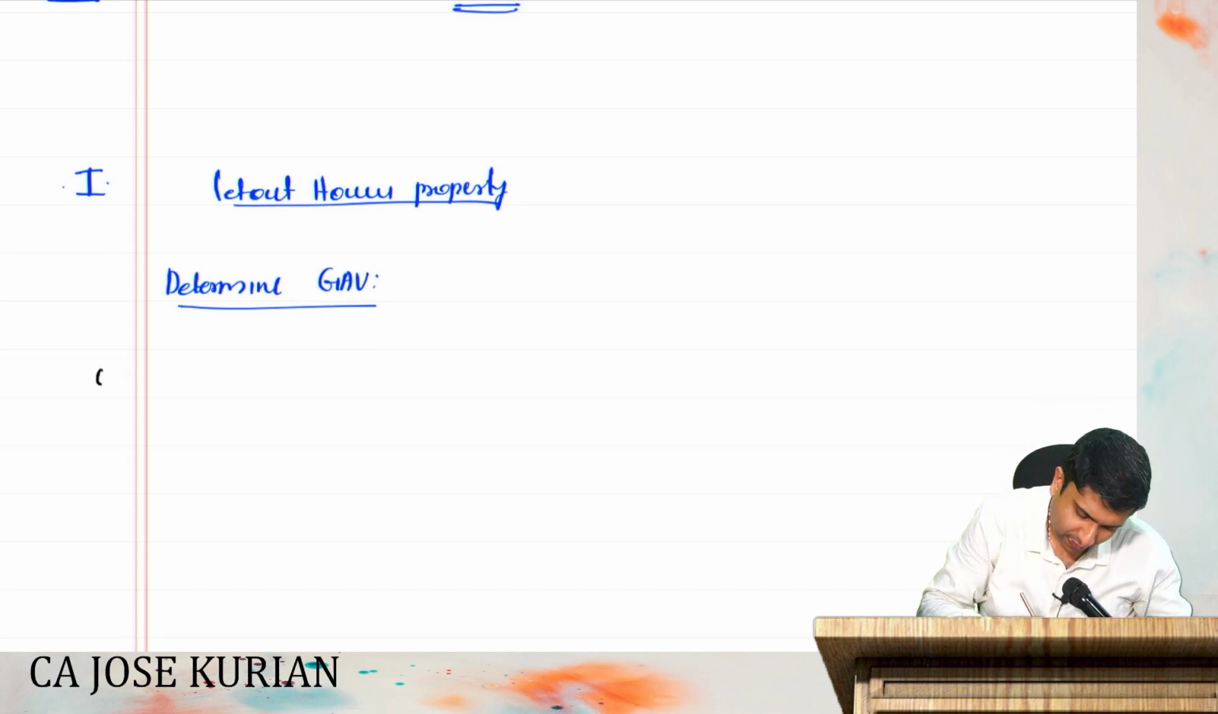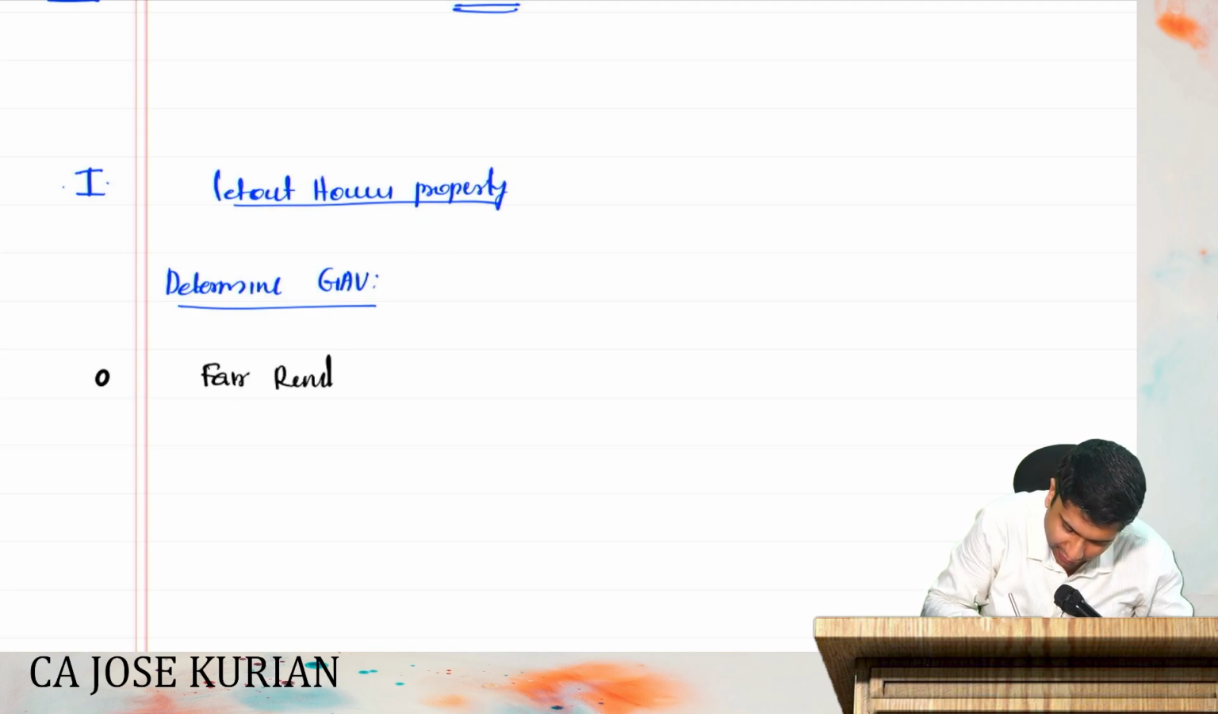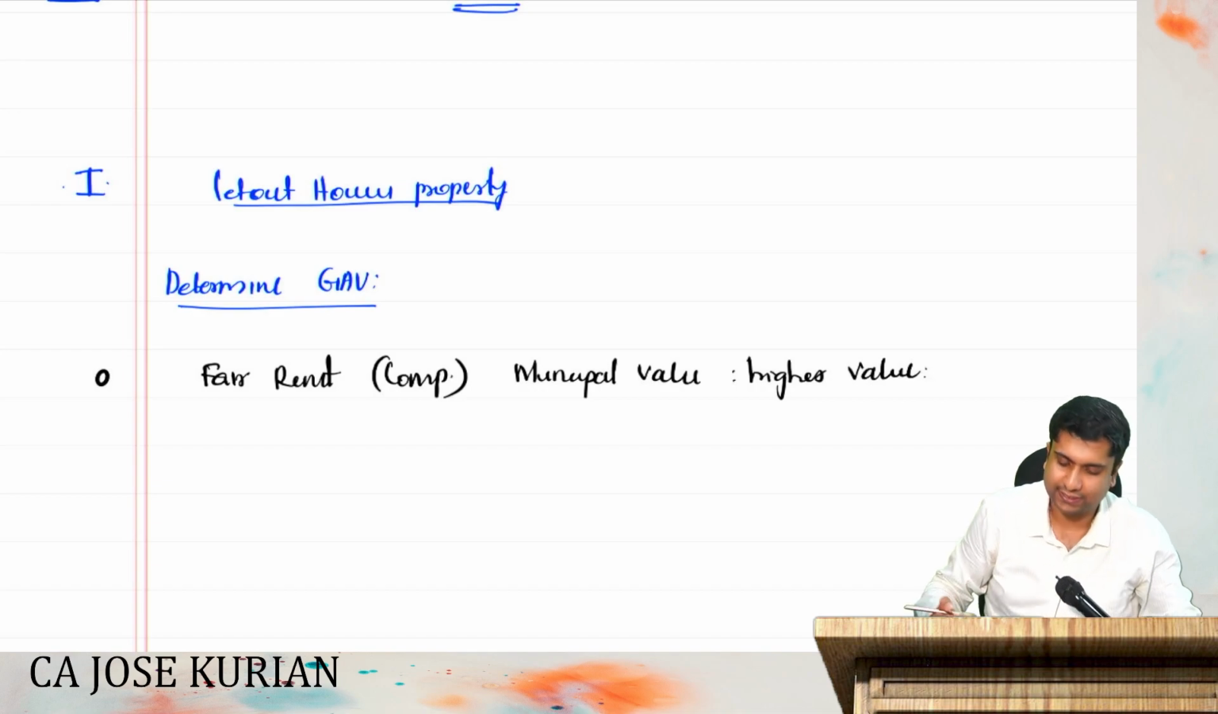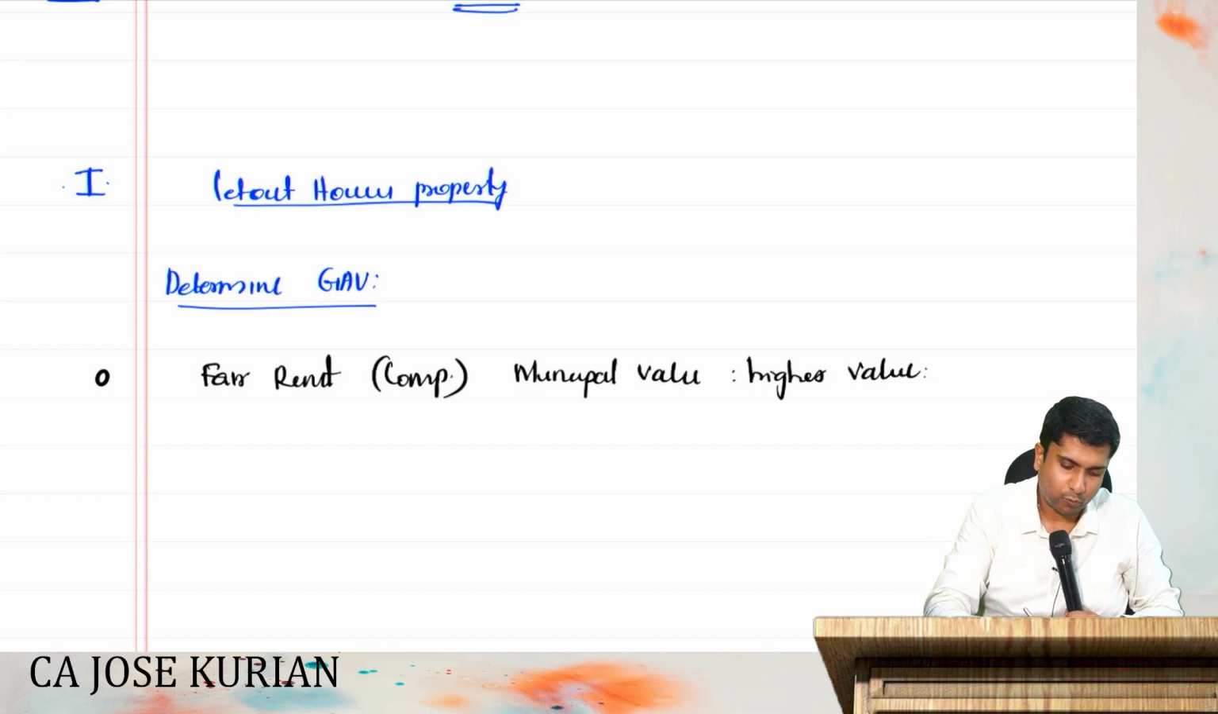The Act says the first condition: you identify the fair rent of the property and compare it with the municipal value, and you pick the higher figure. This is the first step that they say. Listen, so what are they saying? You compute the fair rent first.